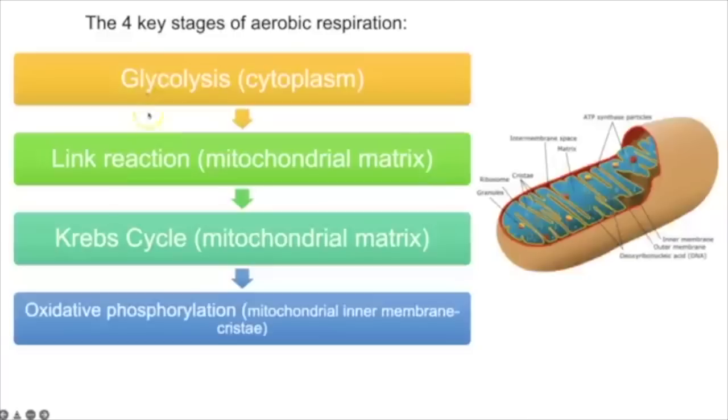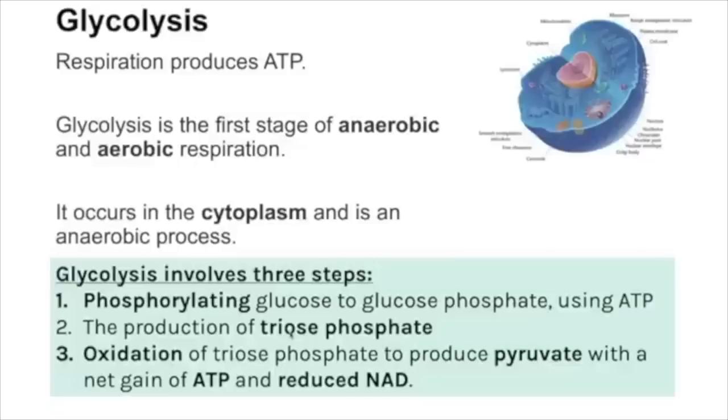And there are 4 key stages: glycolysis, the link reaction, Krebs cycle and oxidative phosphorylation. And for each stage, you need to know exactly where in the cell it occurs. And that's what we have in brackets here. So we'll start with glycolysis. This does produce some ATP, but not a lot. And it also happens in anaerobic respiration because oxygen is not required for glycolysis. It happens in the cytoplasm, not actually inside of the mitochondria.